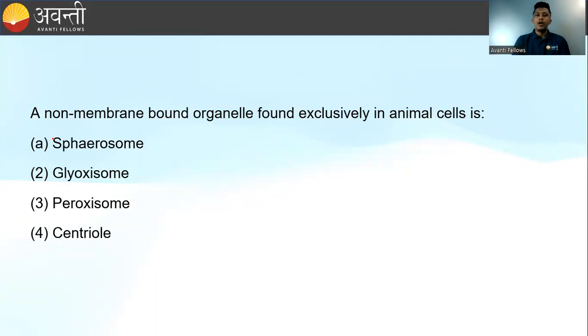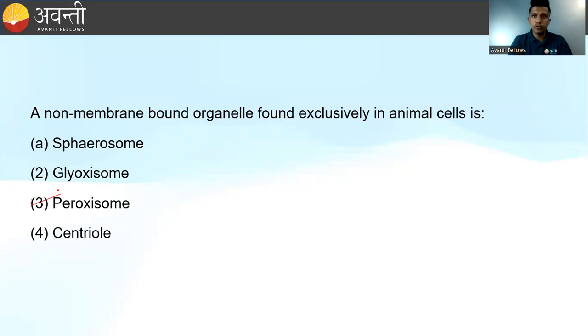Okay. A non-membrane bound organelle found exclusively in animal cells is: spherosomes, glyoxysomes, peroxisomes, or centrioles. So in animal cells, a non-membrane bound organelle that is exclusively found is peroxisomes. So peroxisomes contain vesicular-like structures which contain hydrolytic enzymes which have the capacity to digest certain things.